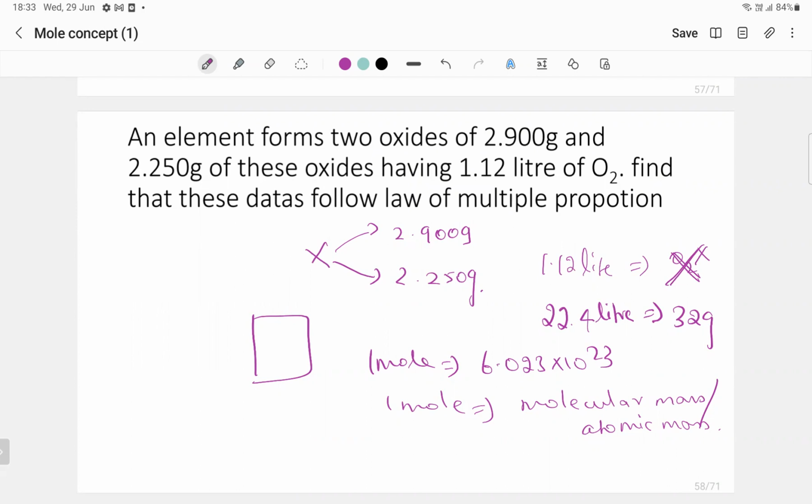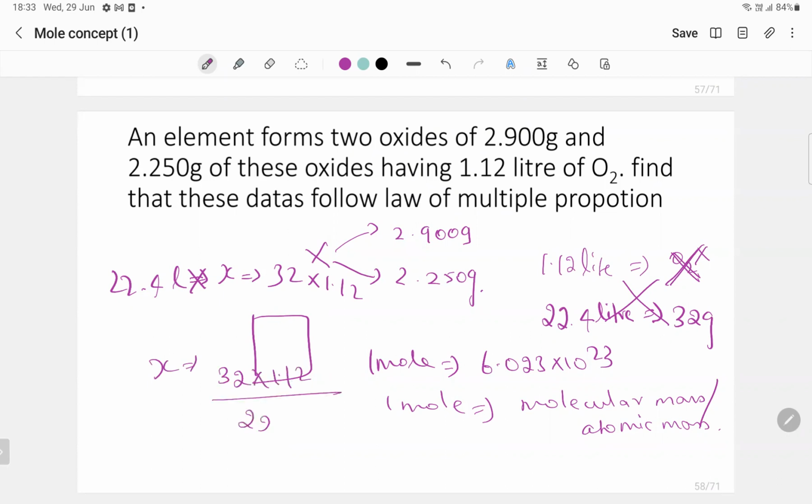22.4 liters is 1 mole. 1 mole is nothing but the atomic mass or molecular mass. You can actually get the atomic mass from the atom components. One oxygen is 16, two oxygens is 32. So we cross multiply and find the value of x: 22.4 into x is equal to 32 into 1.12. So x is equal to 32 into 1.12 divided by 22.4.